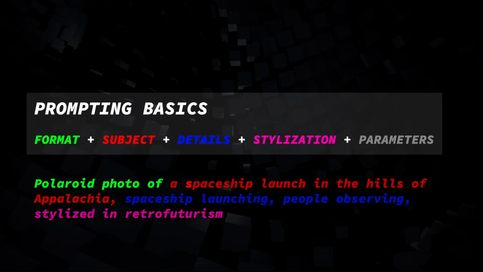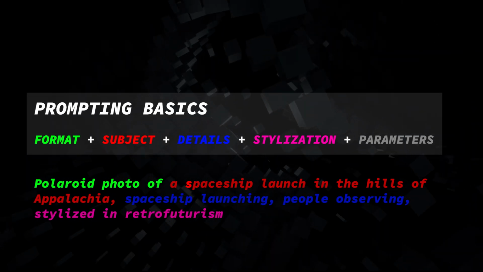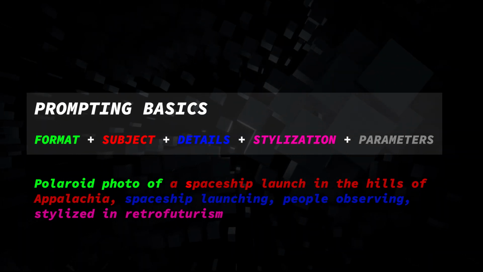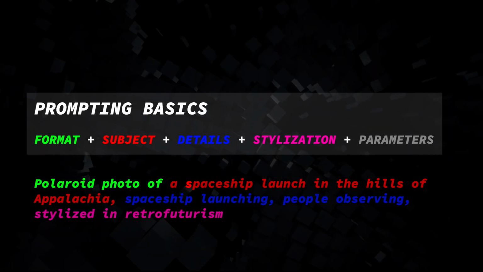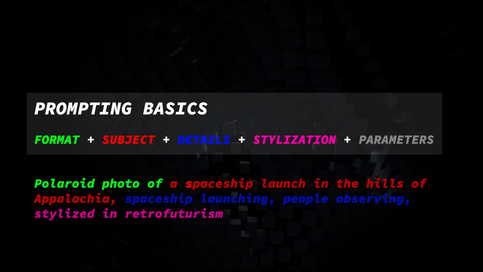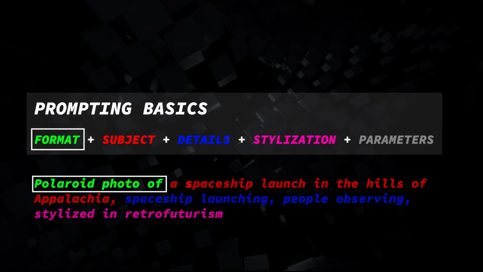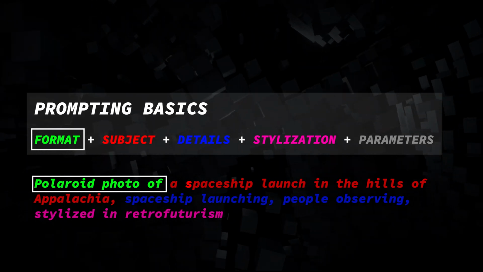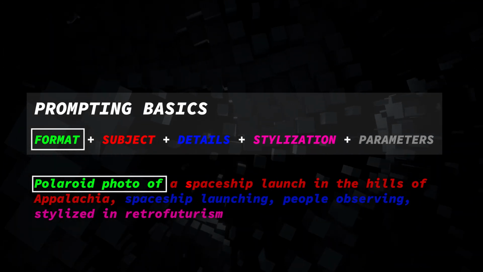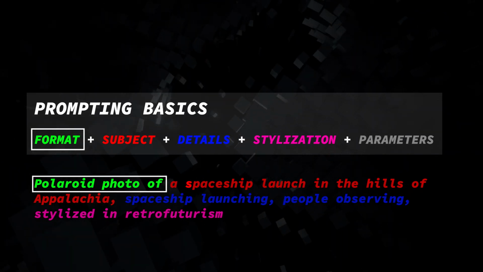Let's begin by discussing the basics of prompting. This isn't the only way to prompt Midjourney, but it's a great place to start. In this method, the prompt is composed of 5 different pieces: the format, subject, details, stylization, and parameters. Let's begin with format. Format is what type of image you'd like Midjourney to create. Do you want an illustration, or something photorealistic, or maybe something that's animated in the style of anime? This is where you will tell Midjourney what format of photo you would like.